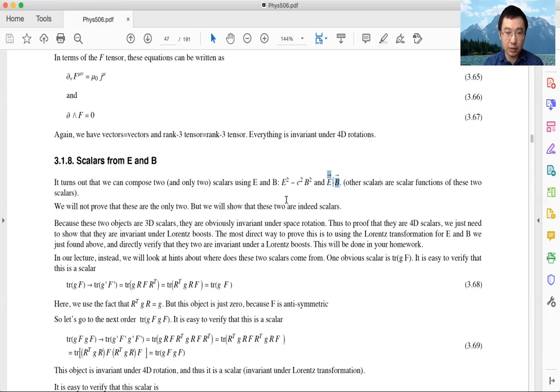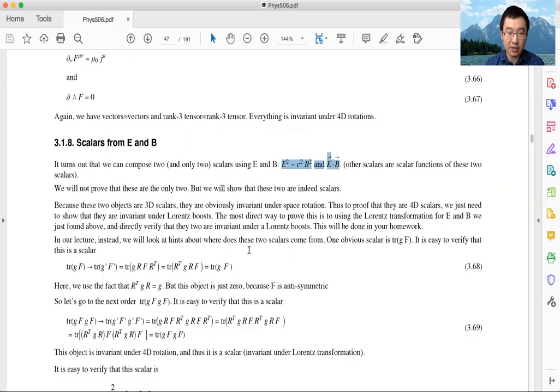Okay, so let's come back to today's lecture. In today's lecture, instead of proving that these two objects are 4D scalars, I will just demonstrate how people think about these two constructions. Where does this scalar structure come from? In your homework, you will give a rigorous proof to show that they are indeed scalars. But in this lecture, we'll look at where these scalars come from.